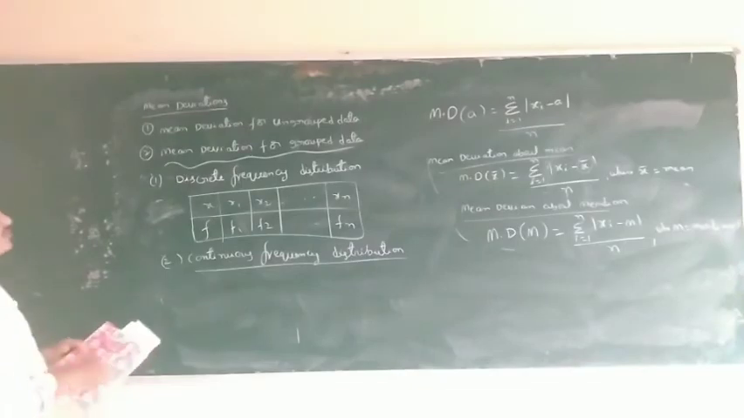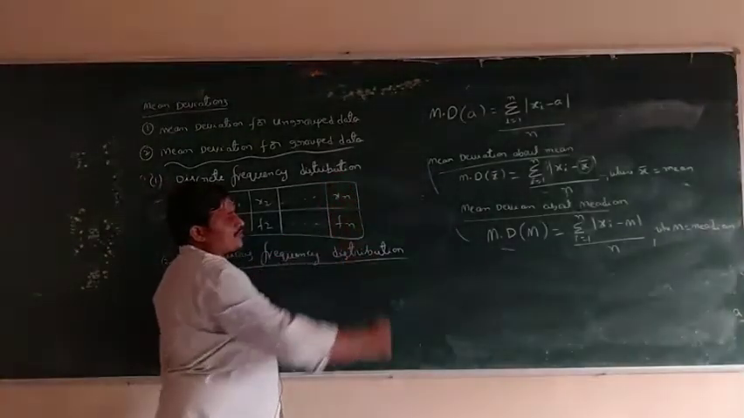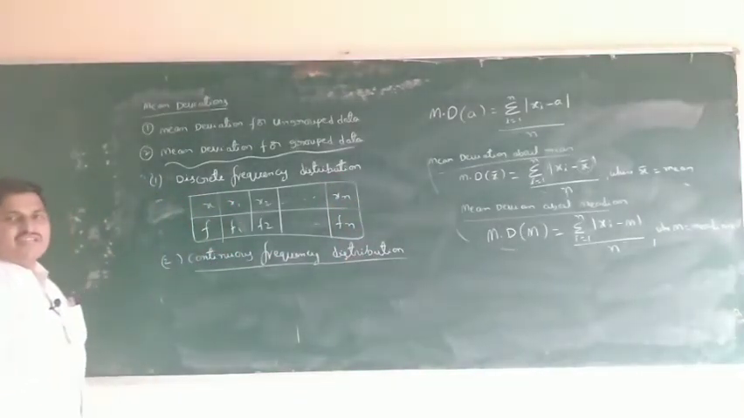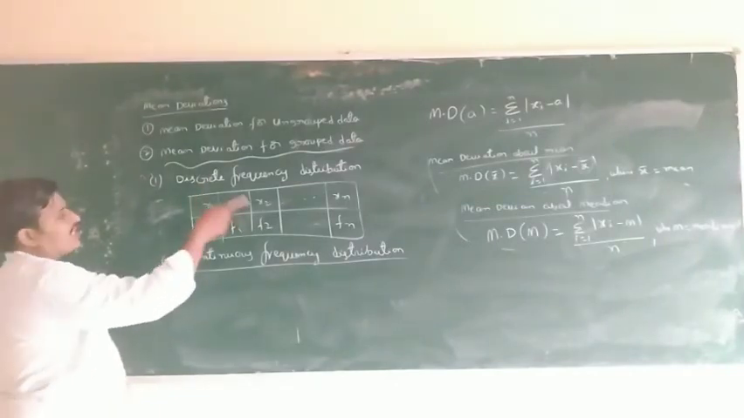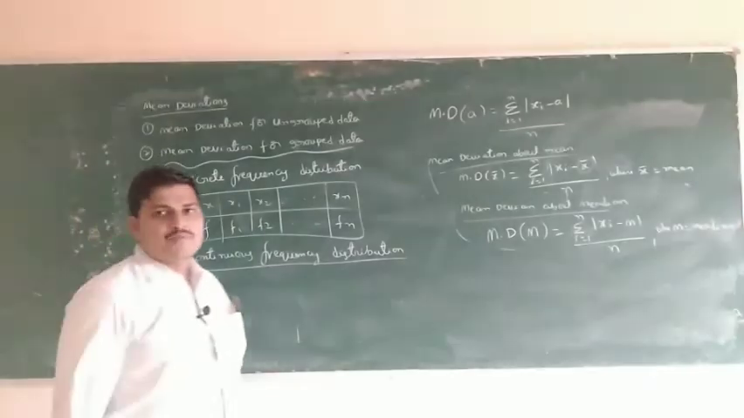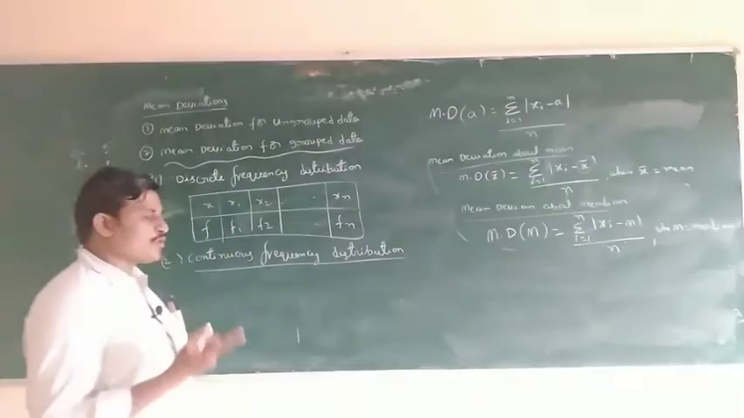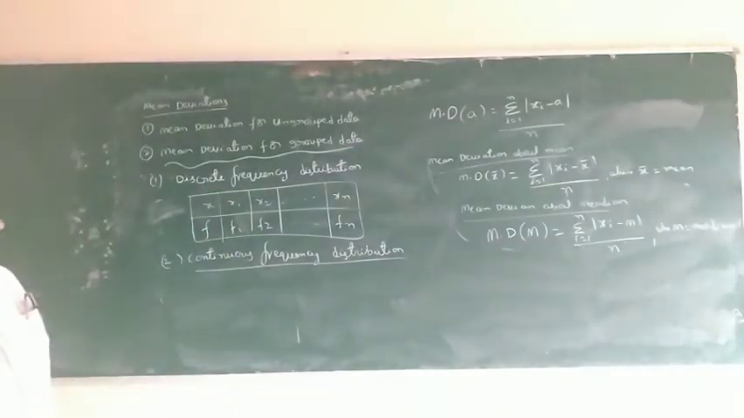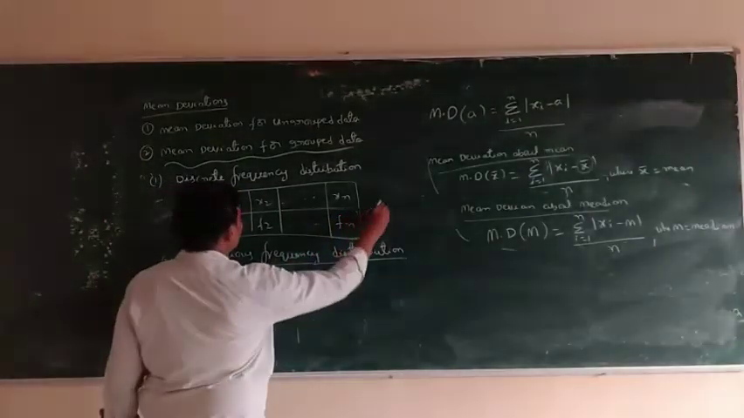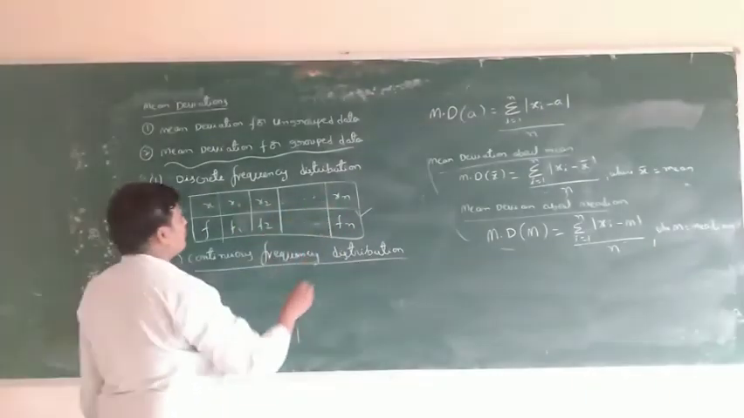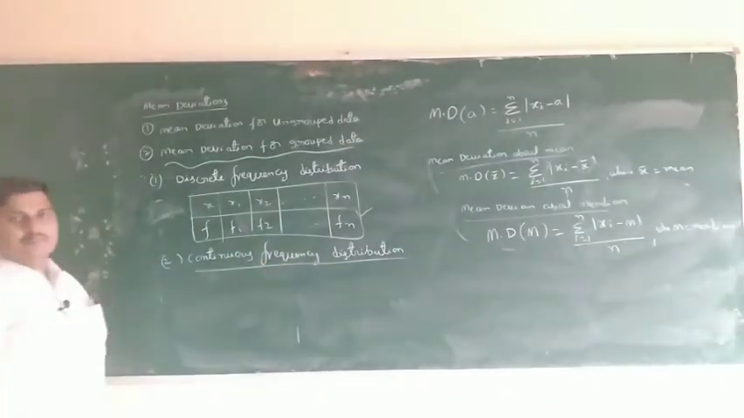Discrete frequency distributions have two types of problems: mean deviation about the mean and mean deviation about the median. Compulsory. For grouped data and ungrouped data, there are two types of problems, mean deviation about the mean and about the median. Here also, in discrete frequency distribution, the problems have observations x1, x2, x3, x4 and so on, and frequencies.